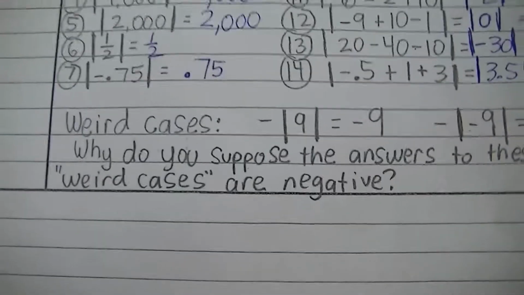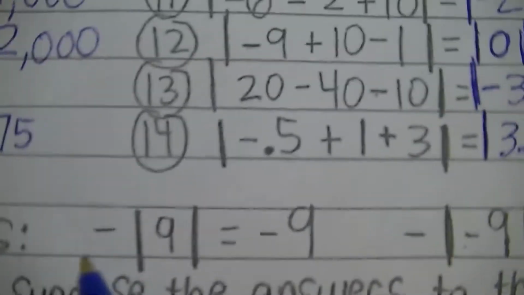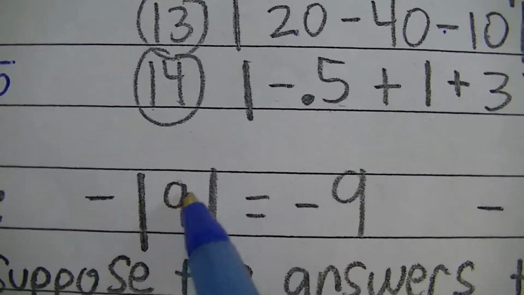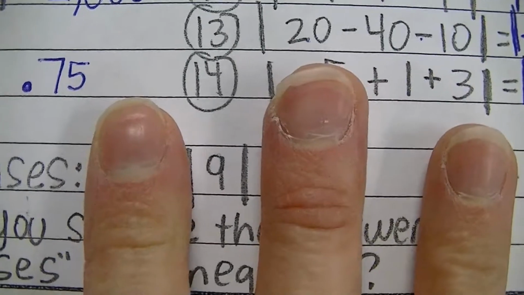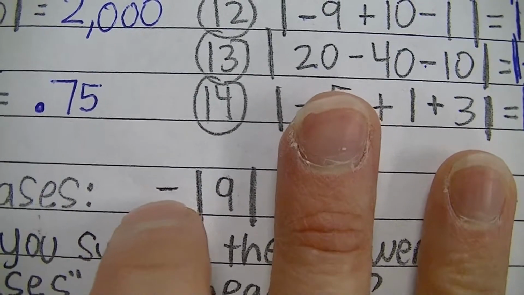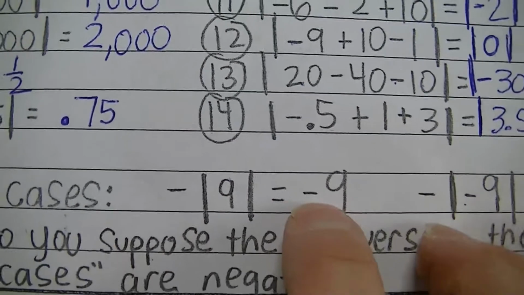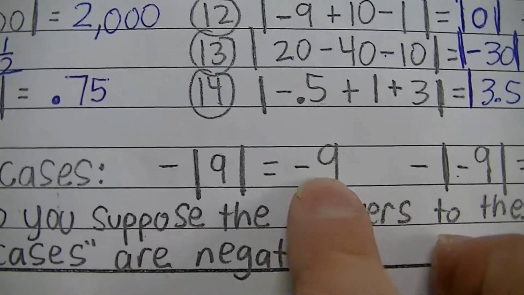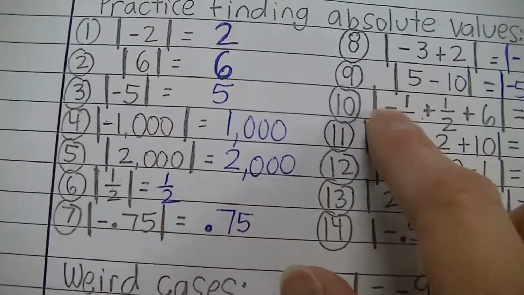Alright, now we have some weird cases, and these are the answers to these weird cases. So if you have something like this where you have the absolute value of 9, but there's a negative outside of it, you would do this first. The absolute value of 9 is 9, and then put the negative in front of it. Okay? So that answer is negative 9. I know up here all these answers are positive, but you see how it's got that weird case of the negative in front of it. Okay, these don't have the negative in front of it.